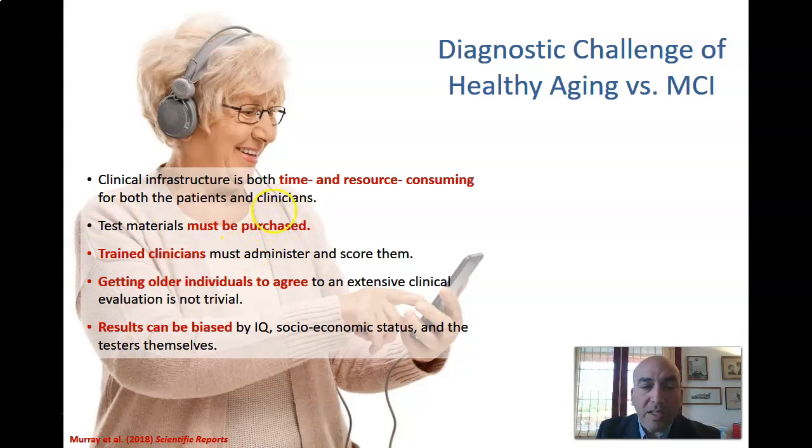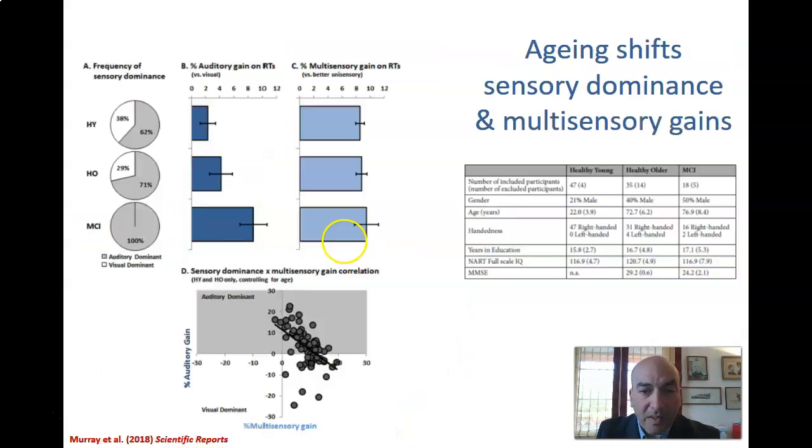So we wanted to see if a simple multisensory task, as you've observed with children, would also be efficient in helping screen between healthy aging and mild cognitive impairment. What we observe looking across our three groups of participants, healthy young, healthy older, and mild cognitive impairment, is that there's a shift in the frequency of sensory dominance. That is, which of the two unisensory conditions lead to faster reaction times.